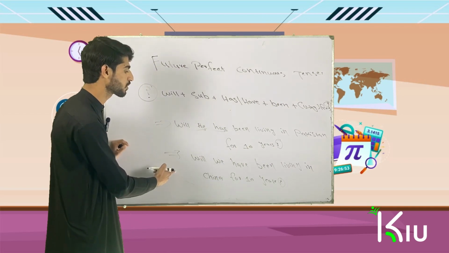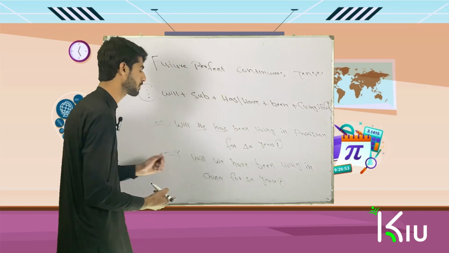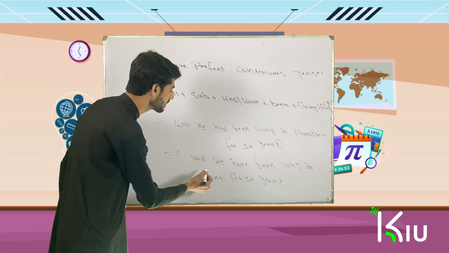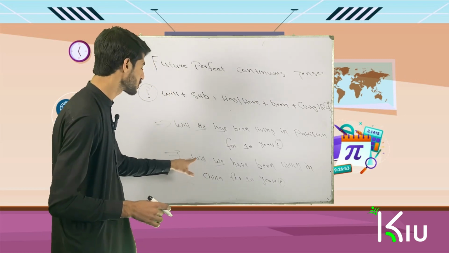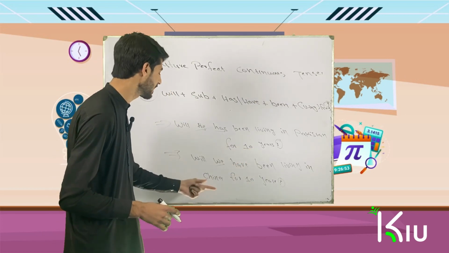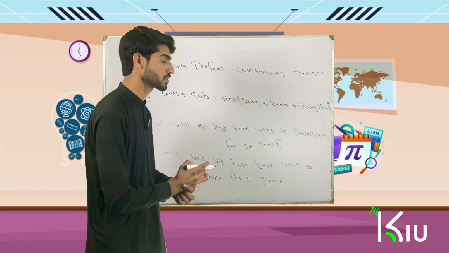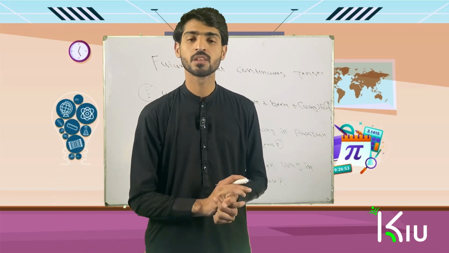If the subject is plural, then we will put have. For example, will we? Now we is a plural subject, okay? So will we have been living in China for 10 years? It was all about future perfect continuous tense. Thank you so much.